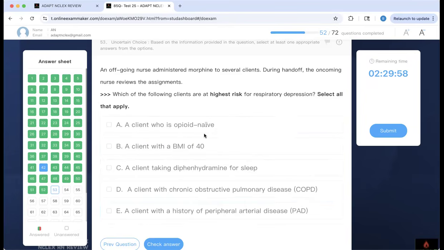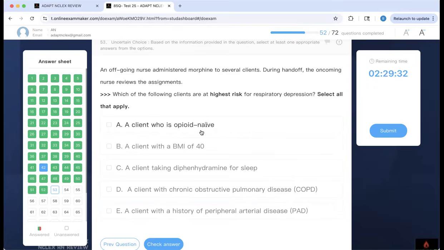A client who is opioid naive, that means never had opioid before. A client whose BMI is 40, obesity. A client who takes diphenhydramine for sleep. A client who has COPD. A client who has PAD, peripheral arterial disease. Who is going to have respiratory depression based on their condition after you give them morphine? Pick your answer. Let me know. Don't overselect. Select all that apply.